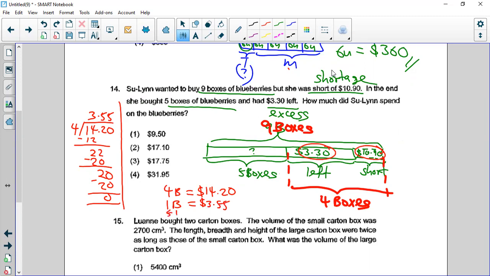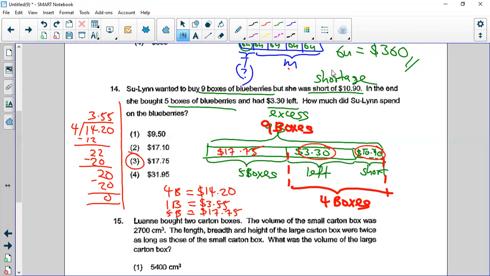So how much did she spend on the blueberries, which is 5 boxes? Then you just times 5. I think you know how to times, so I will skip the working, and the answer is $17.75. Whatever numbers you found, it is important that you put the numbers into your model, so your model becomes very clear. Excess and shortage model.